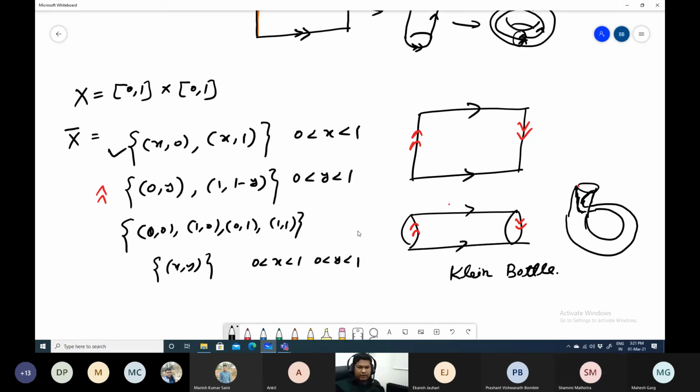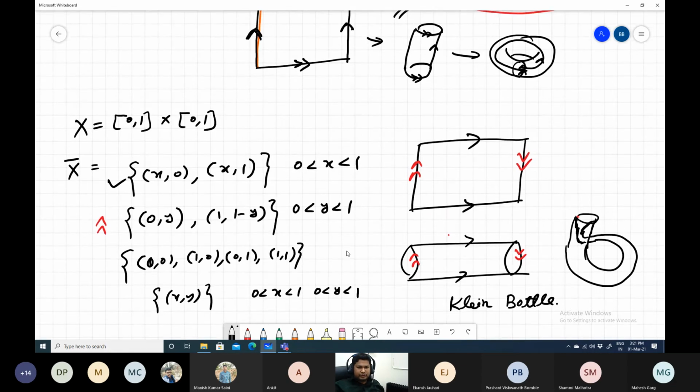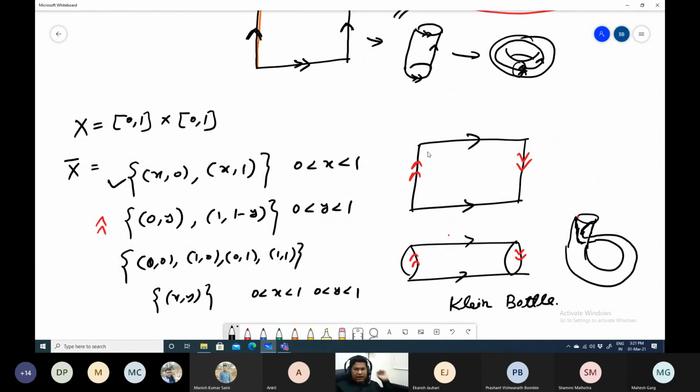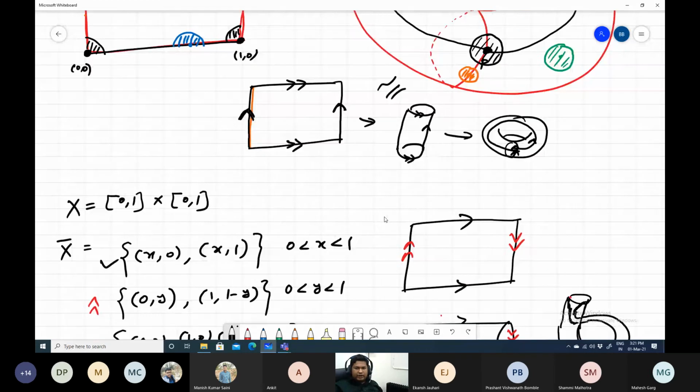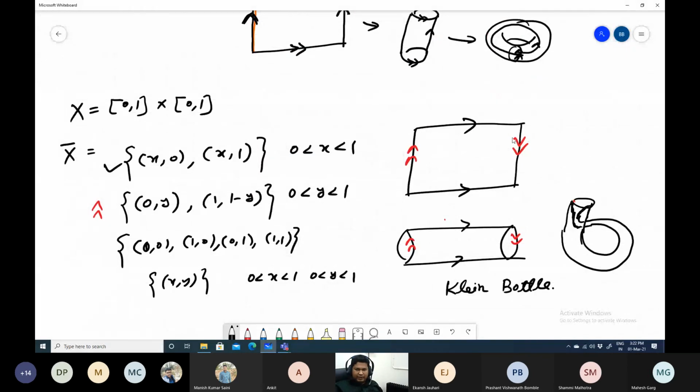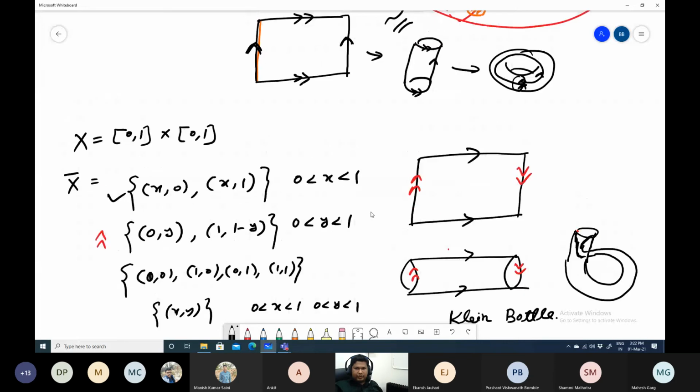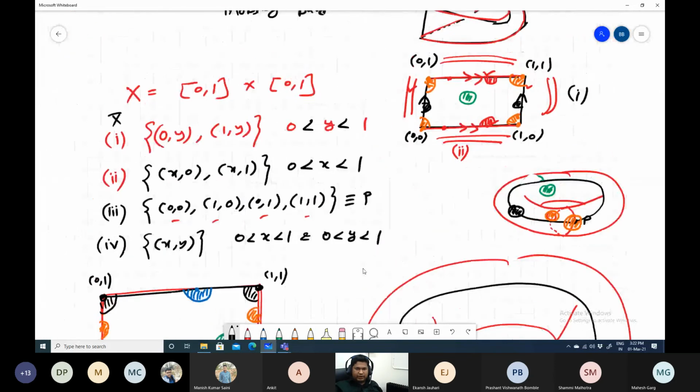Right. But first of all, you have to see whether we can do that or not, because this comes actually automatically. Whenever we are identifying this with this, as I told you here, forget about this one, it is a little bit complicated.